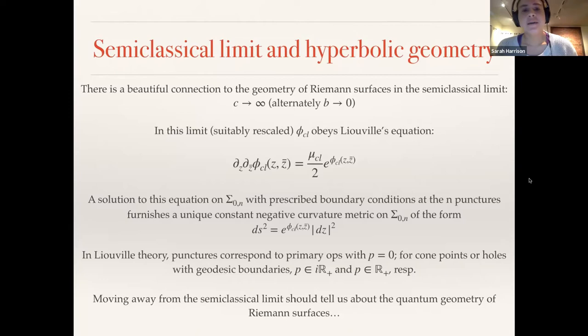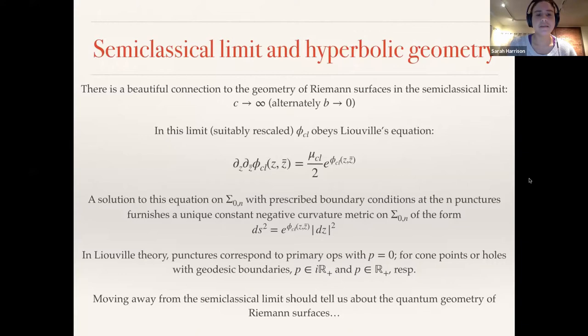And you can have different boundary conditions at these points on the Riemann surface if you choose different dimensions of the primary operators in Liouville theory. Today I'm going to be talking about punctured Riemann surfaces. In Liouville theory, punctures correspond to primary operators with Liouville momentum set to zero. But you could also consider cone points or holes with geodesic boundaries, which correspond to a different choice of Liouville momentum for the primary operators. So this is a connection to classical hyperbolic geometry of Riemann surfaces, coming from the semi-classical limit of Liouville theory.